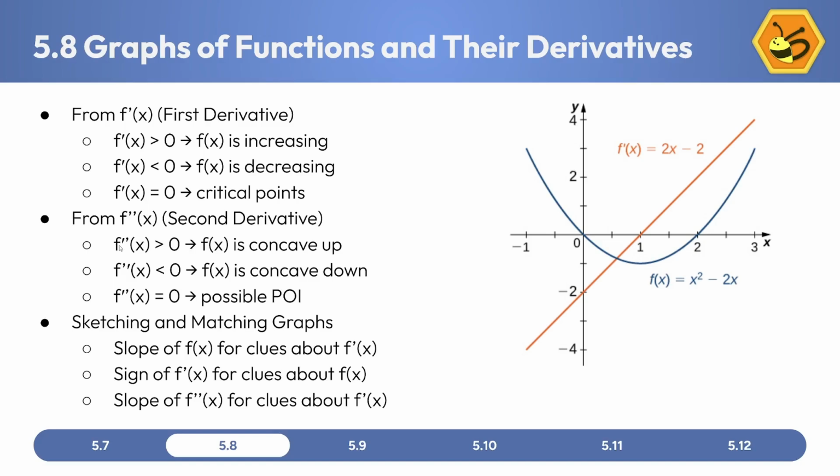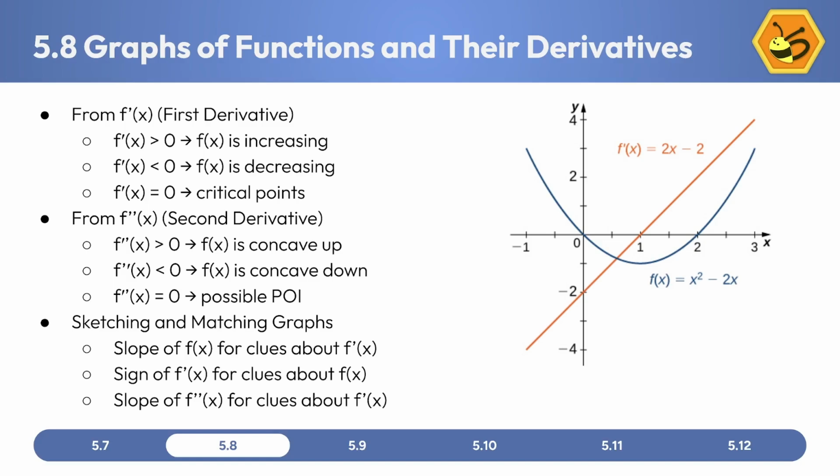If we have the second derivative, this will give us information about whether f of x, the original function, about concavity as well as potential points of inflection. So this second derivative graph can help with concavity. And just some more tips. If we have the slope of f of x, that's the derivative, f prime of x. If we know the sign of our derivative, that helps us to find clues about f of x, particularly with increasing and decreasing.